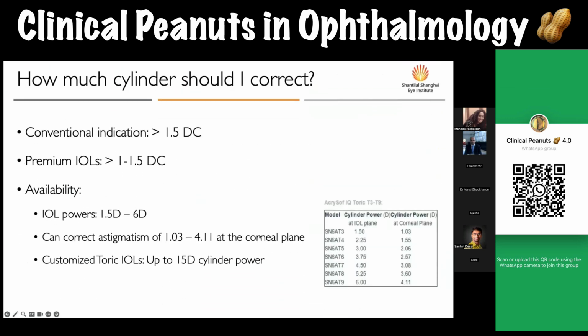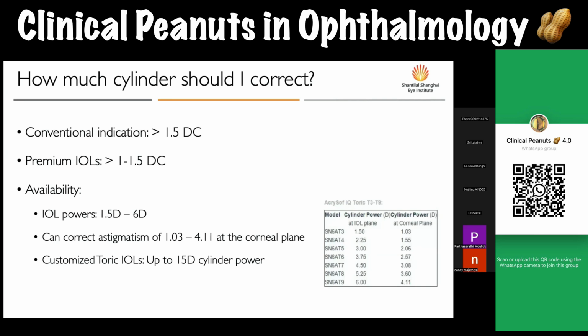The conventional indication for toric lenses is a dioptric cylinder of around 1.5. However, if you're considering premium lenses, most surgeons will consider lower thresholds of correcting cylinders, and they might go as low as 1 to 1.5 diopters as well. Most standard IOL powers are available in a range of 1.5 to 6 diopters, which can correct astigmatism at the corneal plane of around 1.03 to 4.11. And I'll show you the table of what various company lenses offer in various ranges.